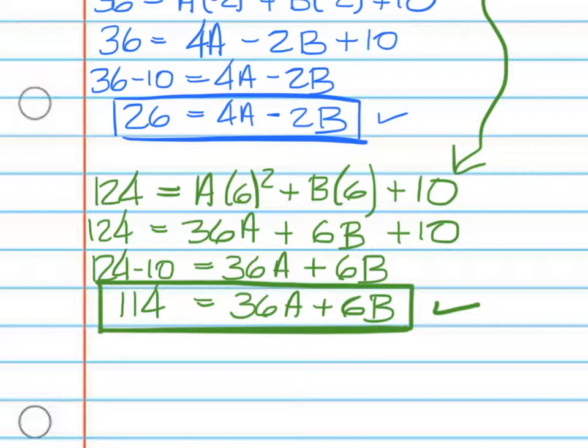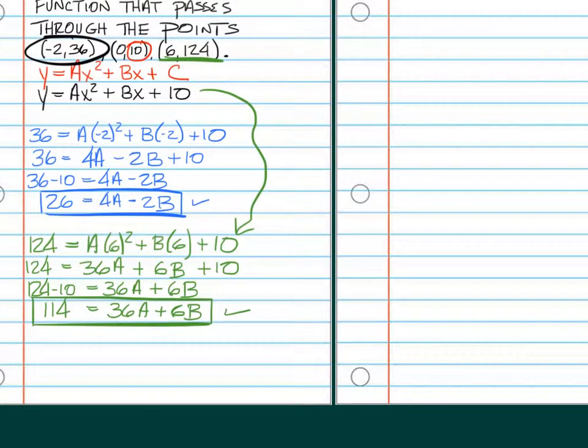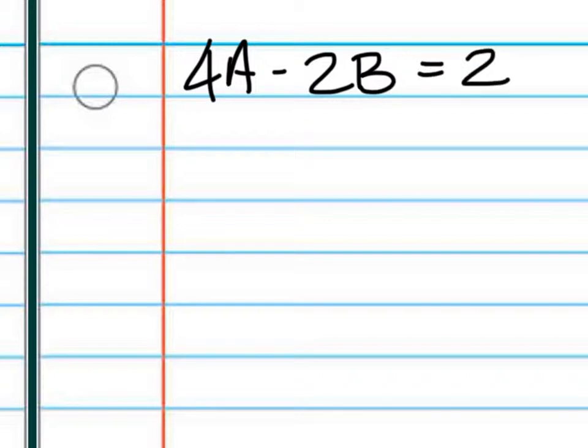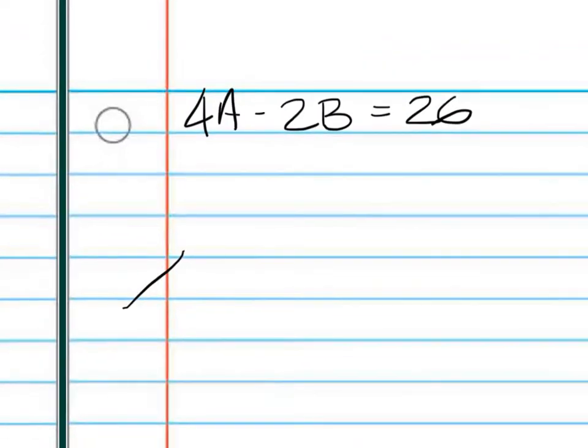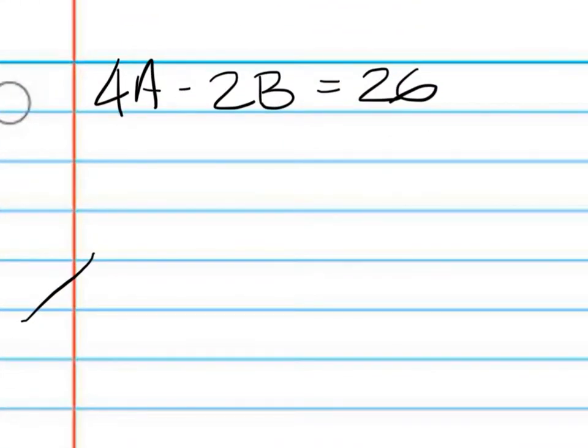Remember, we're finding these two equations so that we can use systems of equations to solve for A and B. But remember what we did yesterday? We rewrote them with the variables on the left and the constant on the right. When you switch equations both sides, you don't have to change the signs. 4a minus 2b is 26. 4a minus 2b is 26. And then the other one is 36a plus 6b equals 114.